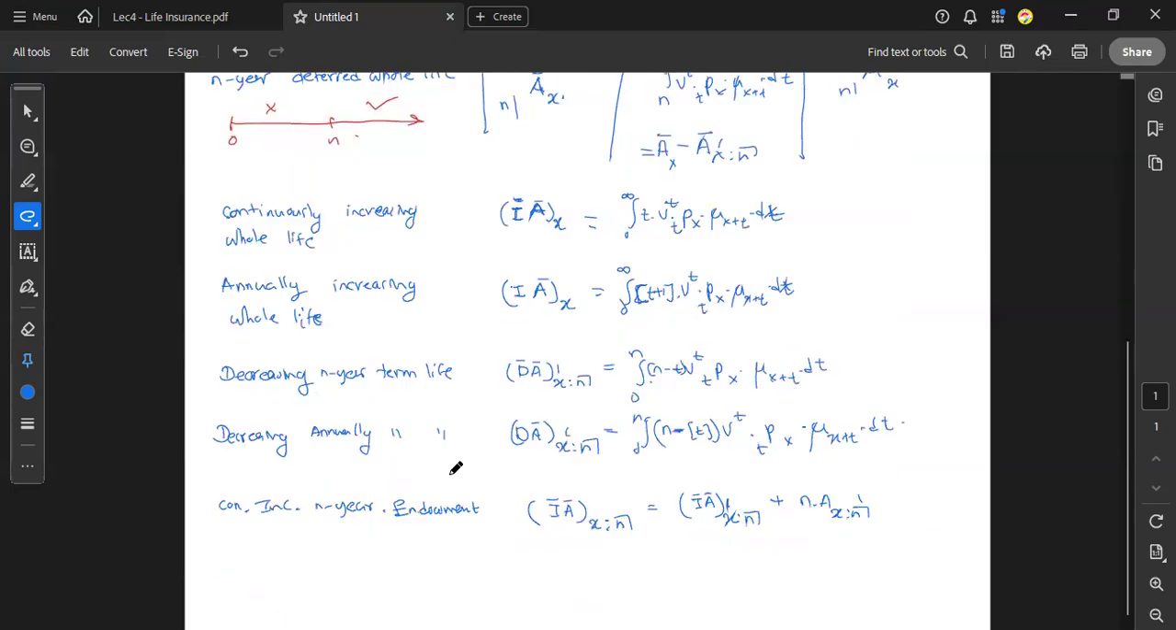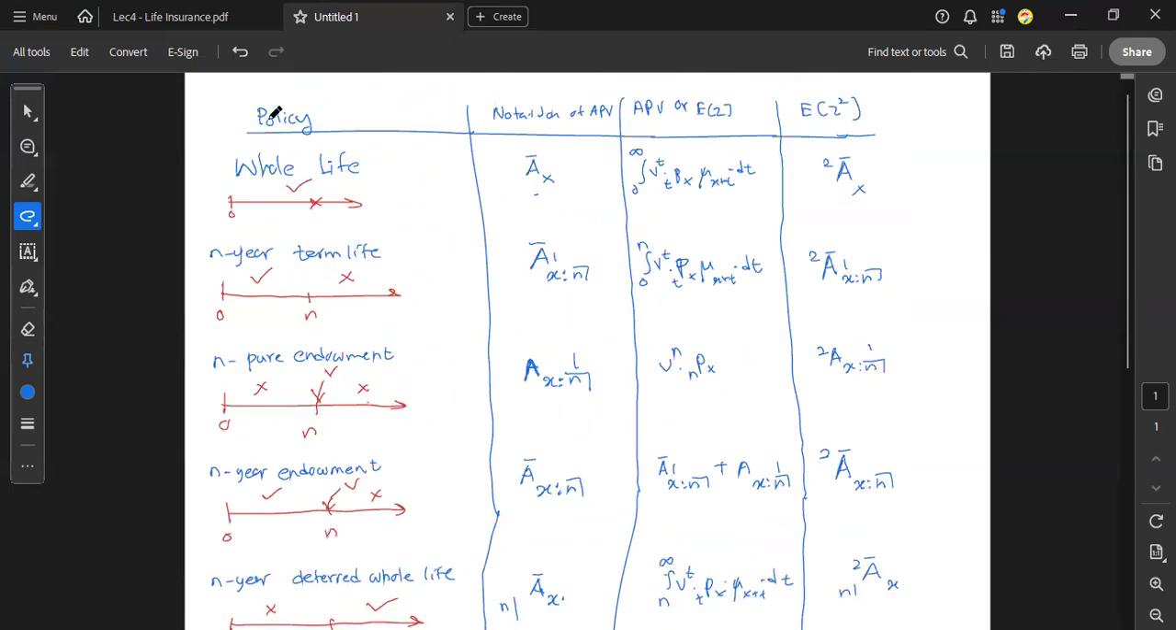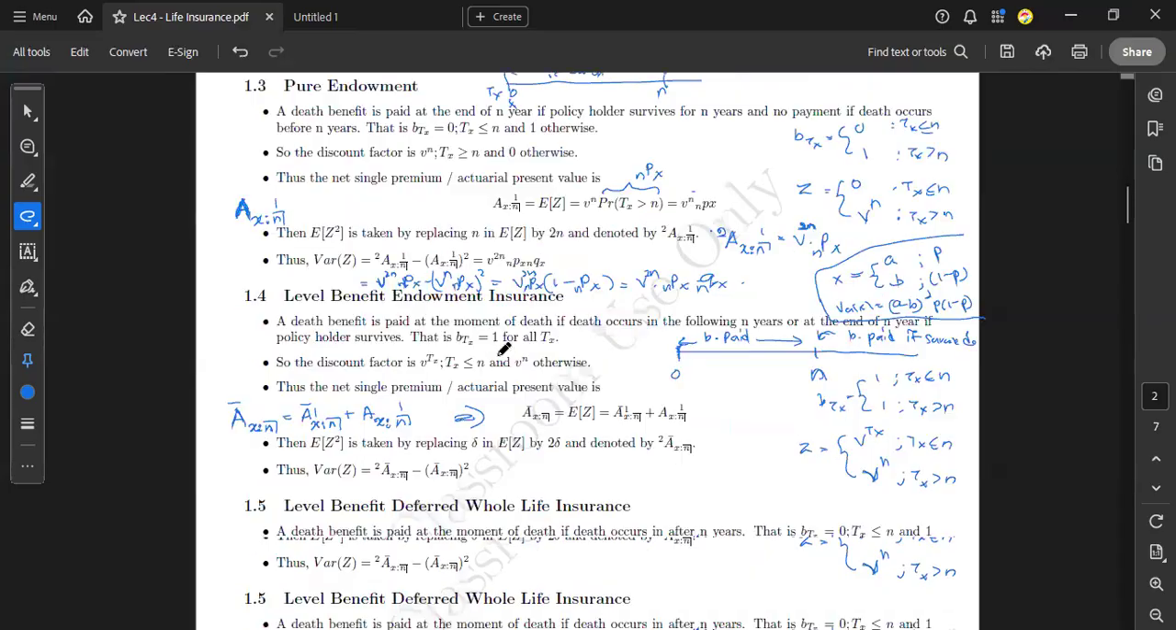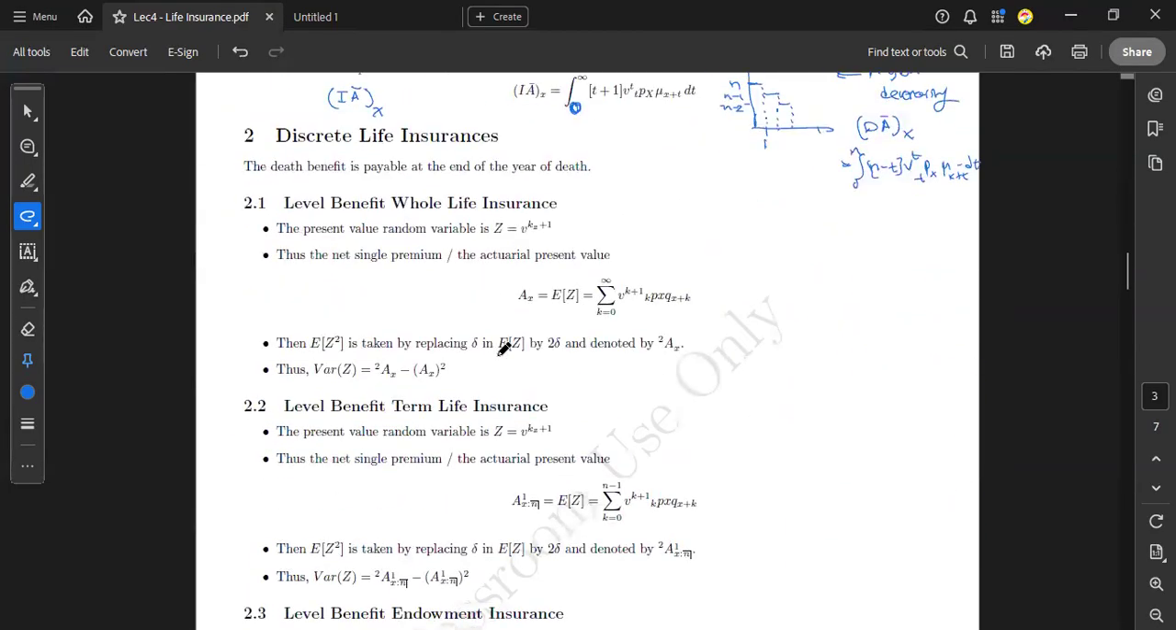So increasing case is for your knowledge. And now we can move on to the discrete life insurance part. Because if you know the concept for the continuous life insurance case, it's easy to adjust that concept to the discrete case. So in the continuous case, we integrated to take that expectation. In the discrete case, we need to get the summation after multiplying it with the probability.